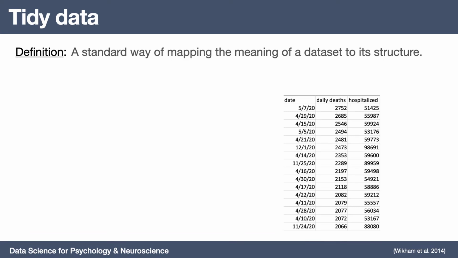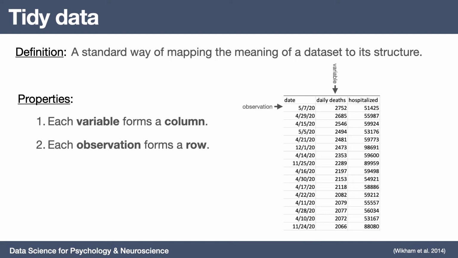Fundamentally, it's a way of having a logic to organizing data tables in a way that preserves the meaning of the data itself. And the basic properties of tidy data are that each variable forms a single column. Every column should be an independent variable. Each observation forms a row. So in this case, the date of COVID deaths and COVID hospitalizations is a separate row.